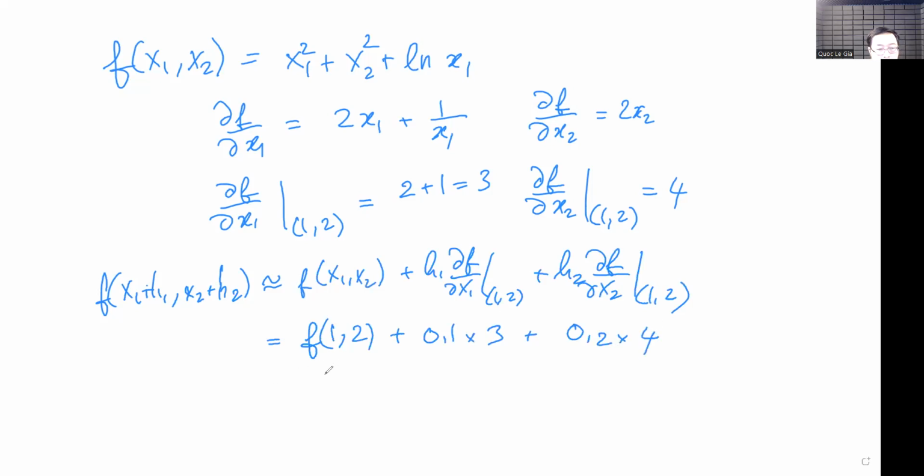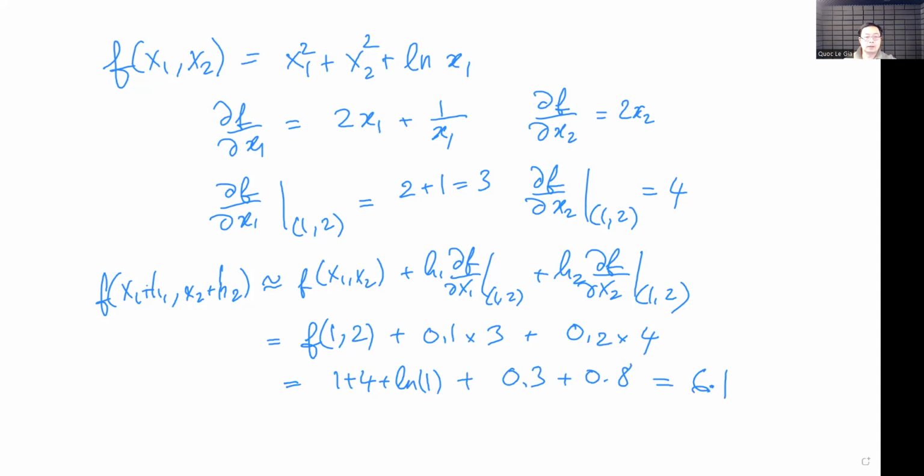And so f of 1, 2 will be 1 plus 4 is 5, plus log of 1 equals 0, right? So plus 0.3 plus 0.8. So this will be about 5 plus 1.1, which is 6.1. That is exactly what I wrote on the slide.